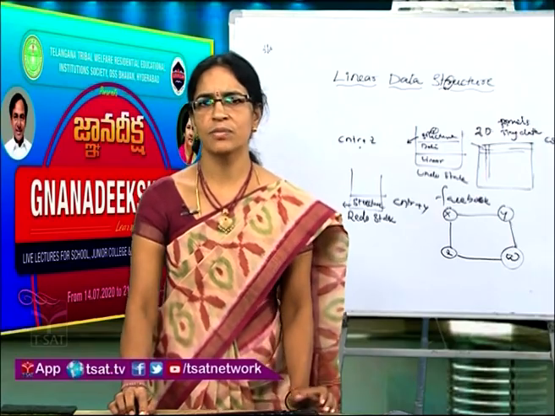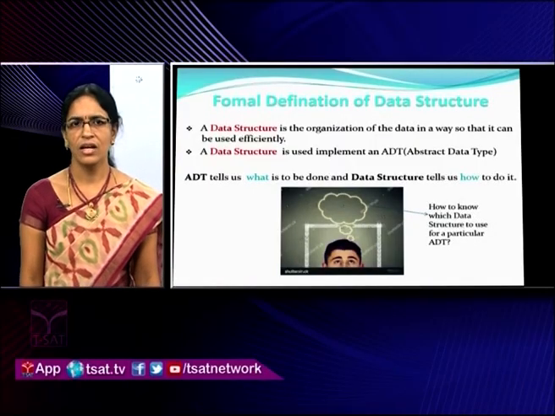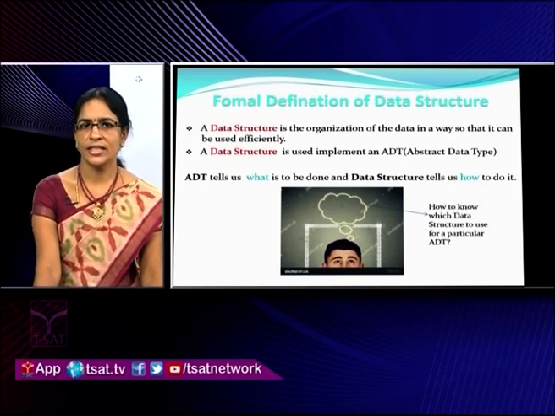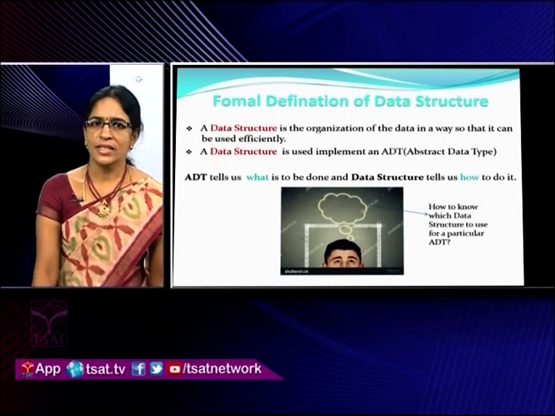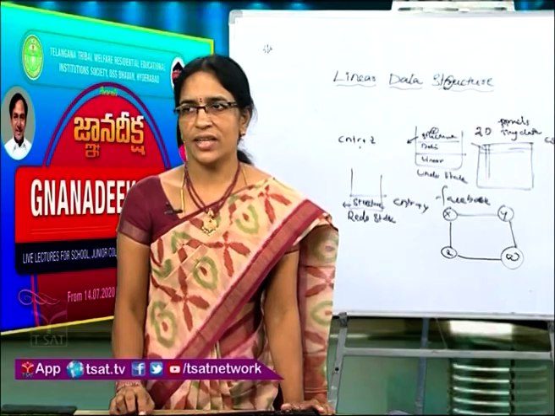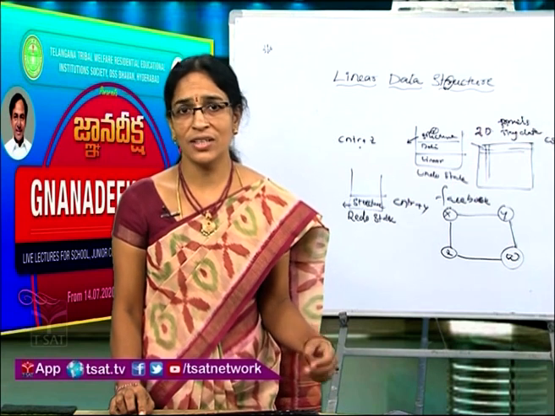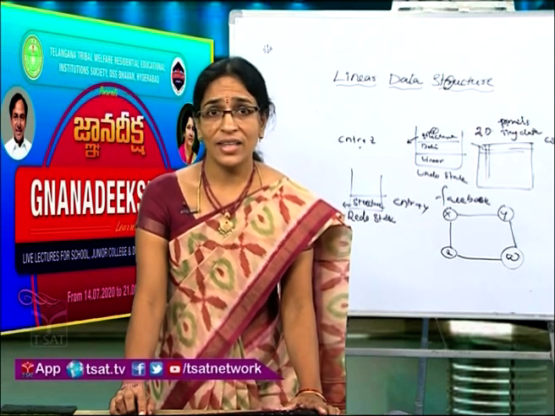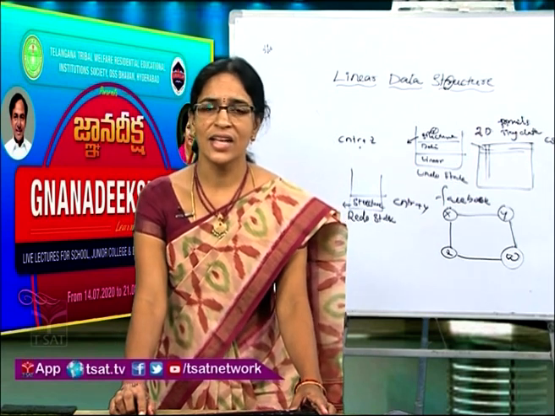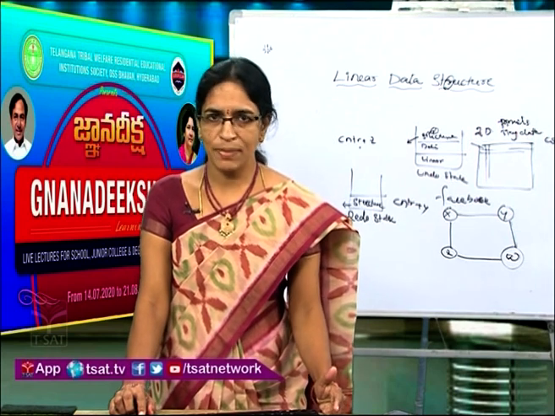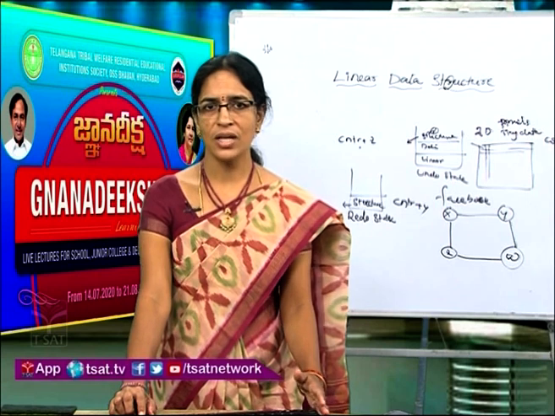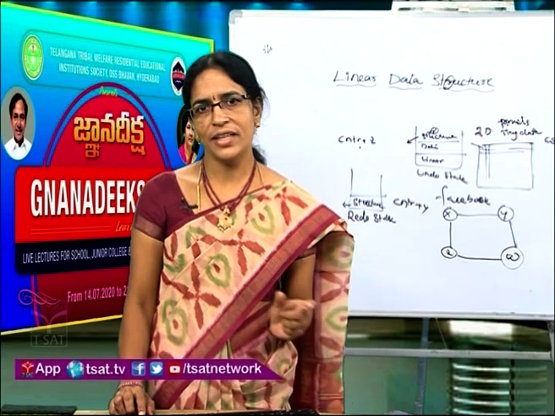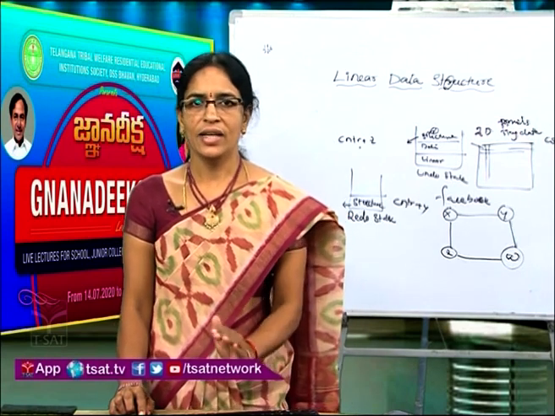Now we have to discuss the formal definition of a data structure. A data structure is the organization of the data in a way so that it can be used efficiently. That means whatever data we have to store in the computer is stored in some organized way, so that we can use that data efficiently. Efficiently means based on time and based on space. Let me discuss that later.